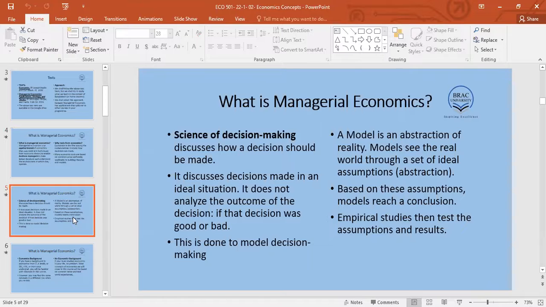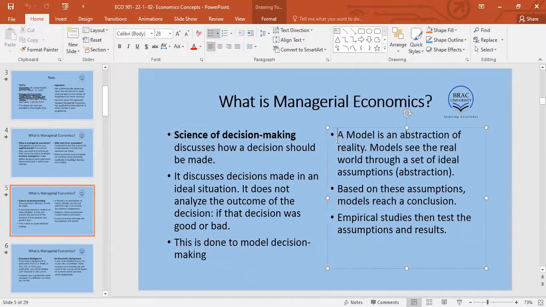We will be looking at how a decision is made under an ideal situation. We will not be asking the question whether the decision was good or bad. Why won't we be asking this question? We mentioned in the previous week that until we make a decision, we do not know whether that decision was good or bad. So before we make the decision, we will try to find out the best possible outcome given the information, given the environment that we're in. In order to do that, we will be relying on model building.